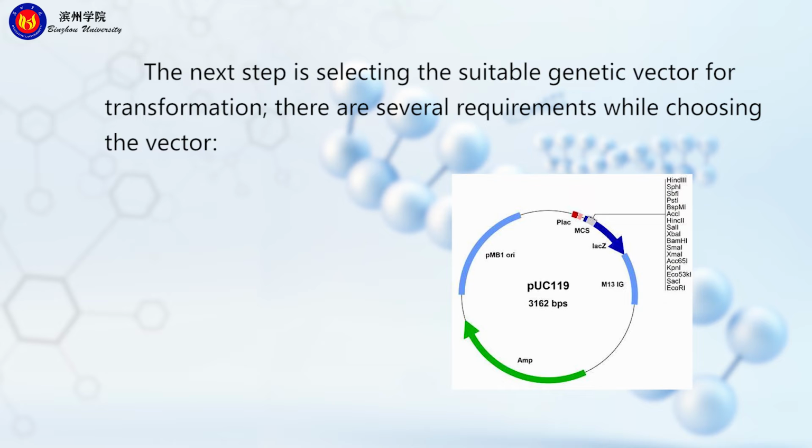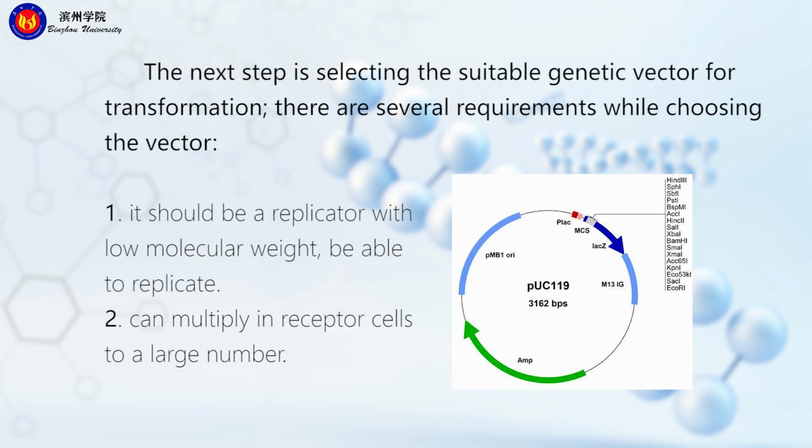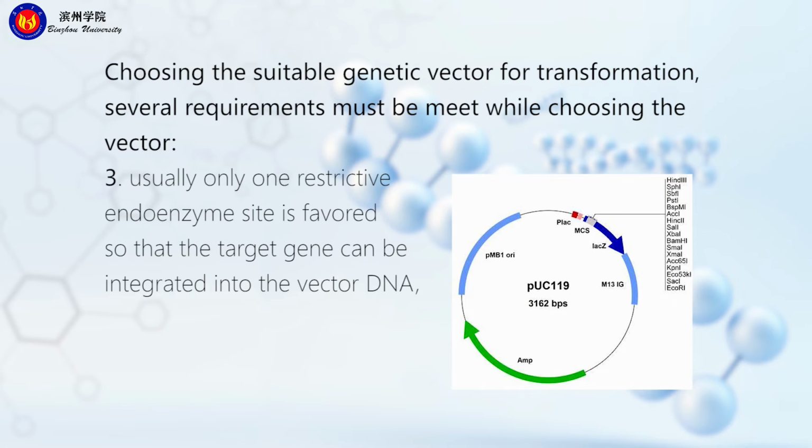There are several requirements while choosing the vector. Firstly, it should be a replicator with low molecular weight. It can replicate. Secondly, it can multiply in receptor cells to a large number. Thirdly, it usually has only one restriction endonuclease site so that the target gene can be integrated into the vector DNA.